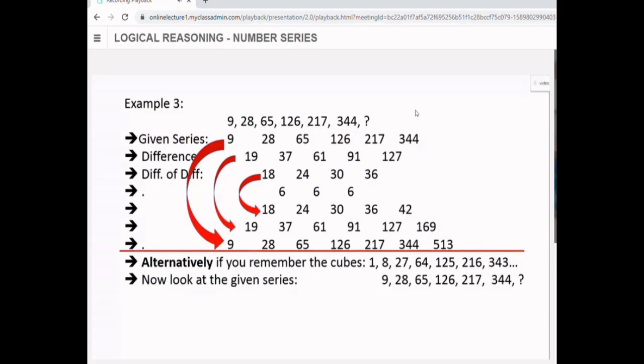So what is the next number? 8 cube plus 1. It's cube plus 1. Therefore, the next number is 8 cube plus 1, and the answer is 513. So this is the alternative method. You can see the red line.